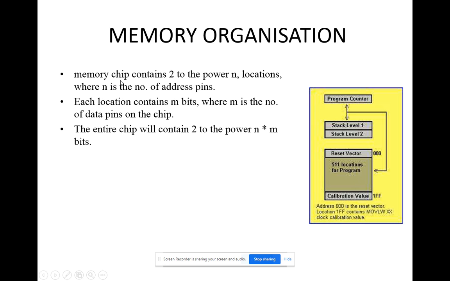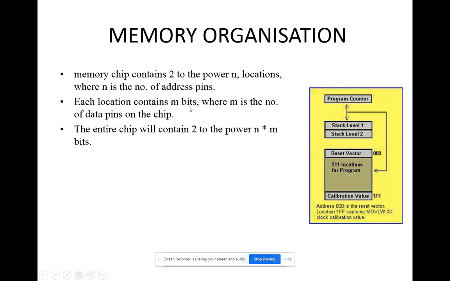memory device. Okay, the memory chip contains 2 to the power n locations. 2 to the power n locations means if you have n number of address lines. For example, if your address line is 16, then the total number of memory locations possible will be 2 power 16. That is what they have given here as 2 to the power n, where n is the number of address pins. So if address line is 16, possible memory locations will be 2 power n, this 2 power 16.